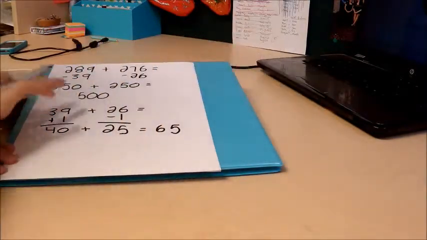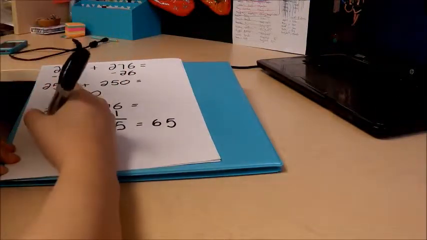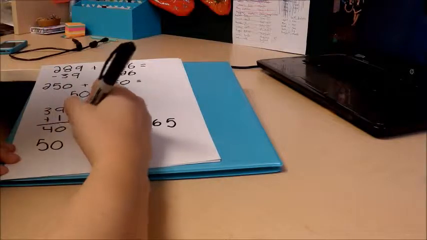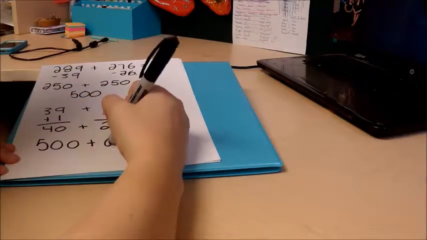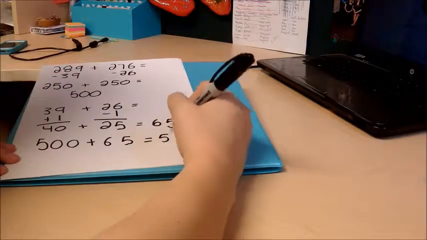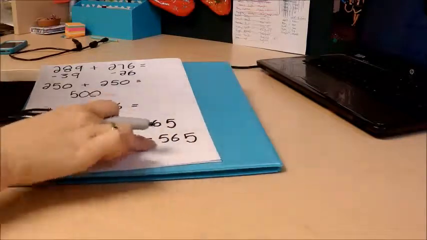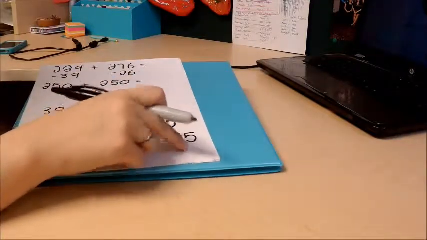Alright, so now we need to add the 500 and 65 together. So just go ahead and do that. So 500 plus 65 equals 565. So the 565 is our final answer.